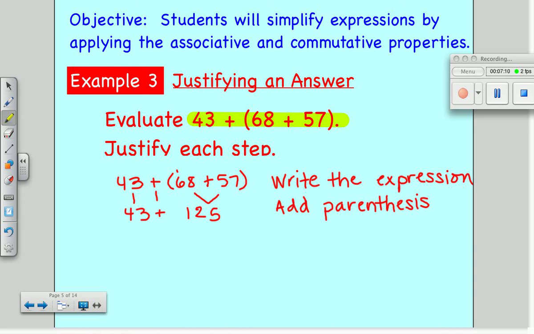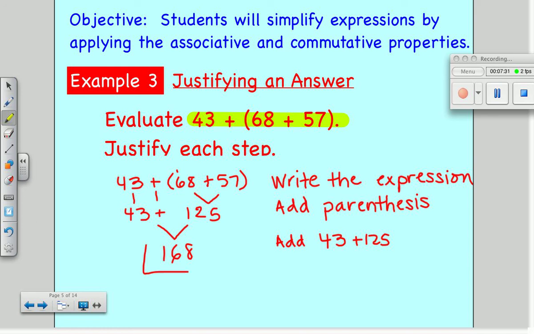Now what do we do? Now we add 43 plus 125. Okay? So 43 plus 125. 5 plus 3 is 8. 2 plus 4 is 6. 1 plus nothing, 1. 168.